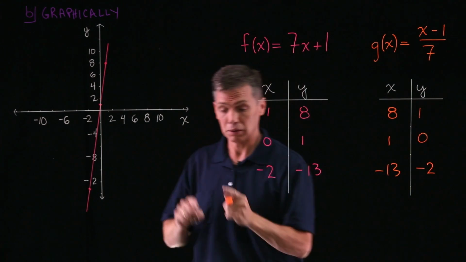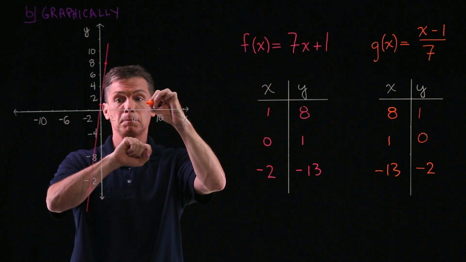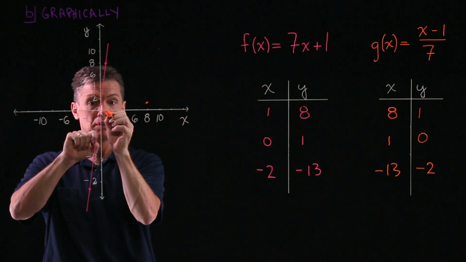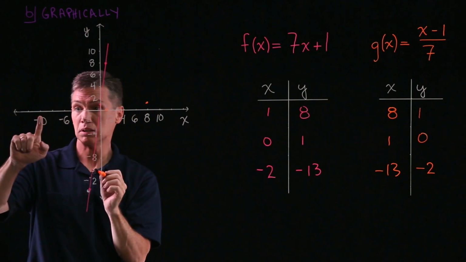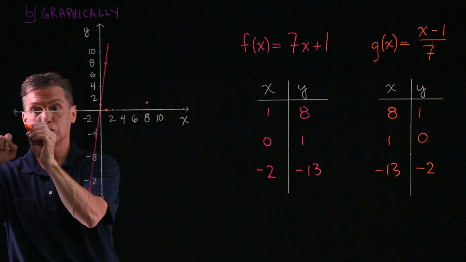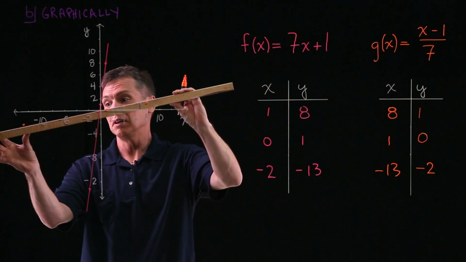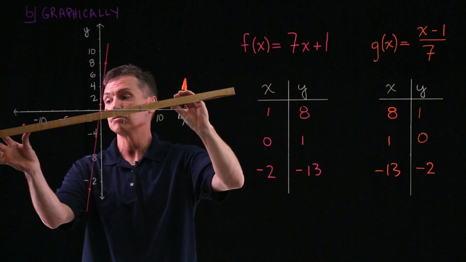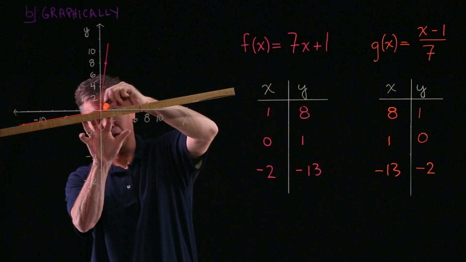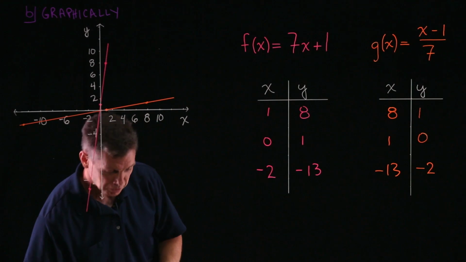Now plot these points in the same set of axes. So I'm going to do 8, 1, which would be about here. And 1, 0, which looks like it would be right there. And negative 13 and negative 2, right about there. I'm trying to be careful. I told you that. All right, let's see if I was careful enough. Let's see if these dots line up and give us a nice linear graph to represent g of x. I did a pretty good job, I do say so myself. All right, there's my g of x function.